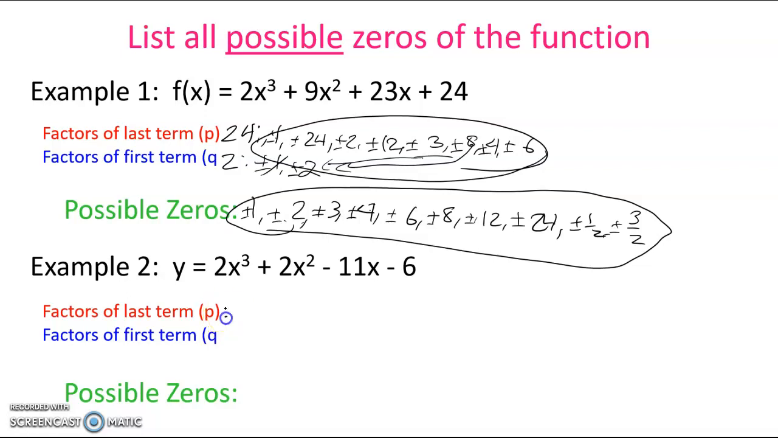To work out this next one, factors of the last term. The last term is 6, so I'm going to write out the factors of 6. I get plus or minus 1, plus or minus 2, plus or minus 3, and plus or minus 6.